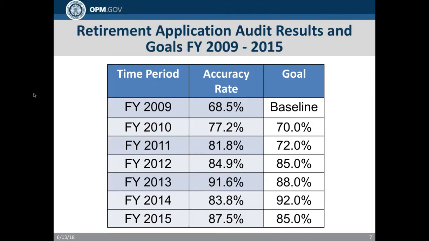And here's just a snapshot of when the audit began in 2009. The baseline accuracy was 68.5%. And if you look through each year, the accuracy rate continued to go up. We do see a little dip in 2014, and that was when we added the new error definitions to capture the errors that we were seeing that were delaying case processing. But after that, in 2015, it went up, and it's continued to go up since then. So we are seeing an upward trend, which is a good thing.